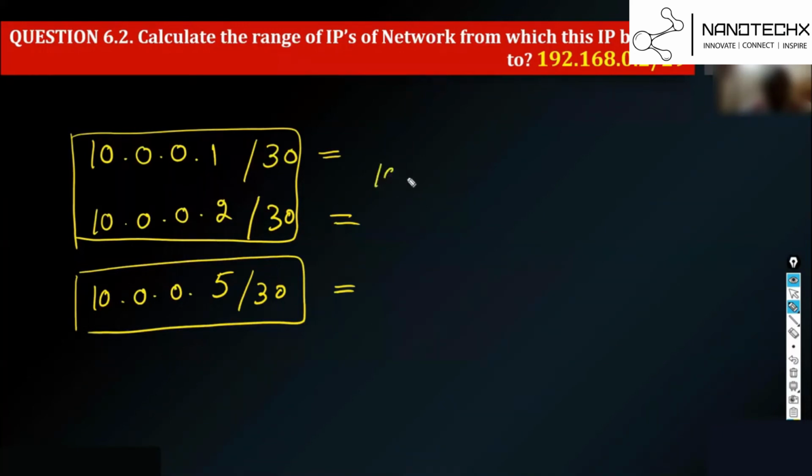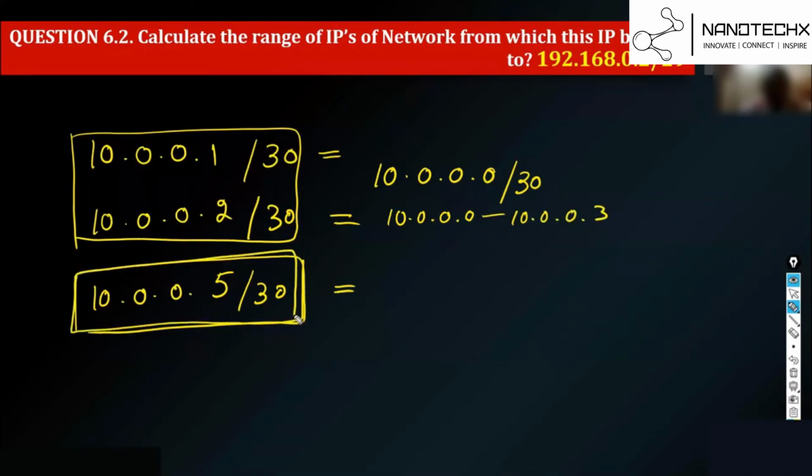The range of both of them is from 10.0.0.0/30. This is the network, and the range is from 10.0.0.0 up to 10.0.0.3. But as soon as you move after that IP address, it means you have moved into a new subnet. So the new subnet is 10.0.0.4/30. So these two are very different networks.